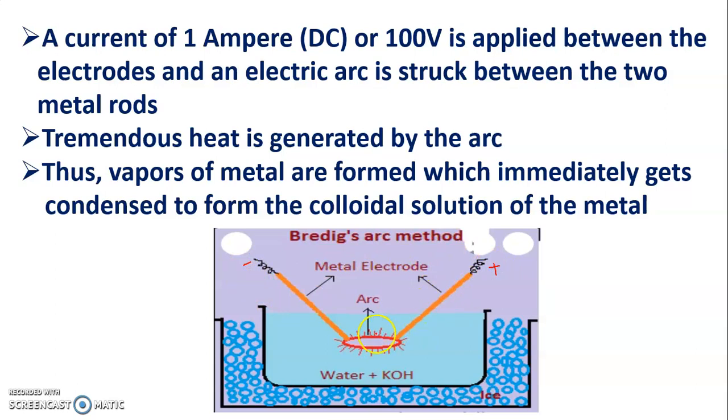In that we pass an electric arc, we pass electricity. So there is an electric arc generated. As you can see here, an electric arc is generated. So due to this electric arc, what happens is that these two rods are immersed in a mixture of water and alkali hydroxide. Here I have taken potassium hydroxide.